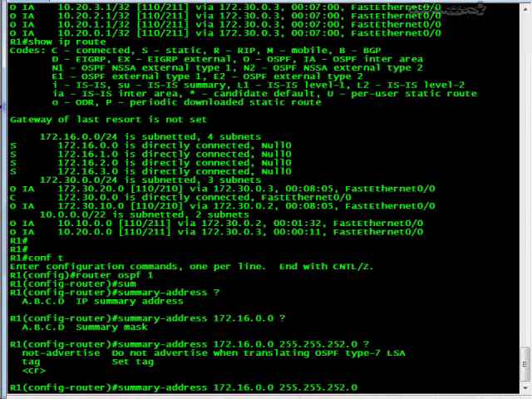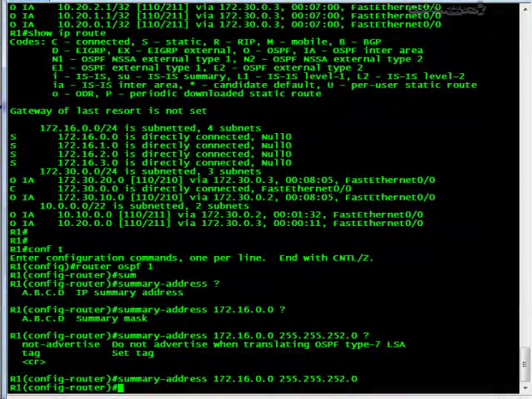And I'll hit question mark. Notice it says we've got a couple of tags. The not-advertise tag mentions type 7 LSAs. We'll get into all those, but for this, that's all we have to do. We'll get into these when we get into the special area types. Hit enter, and now it's summarizing all those addresses.